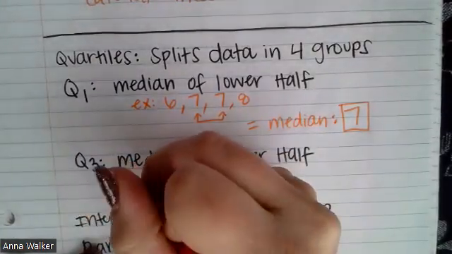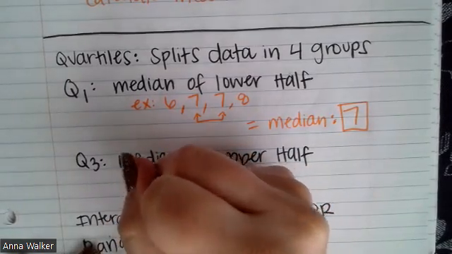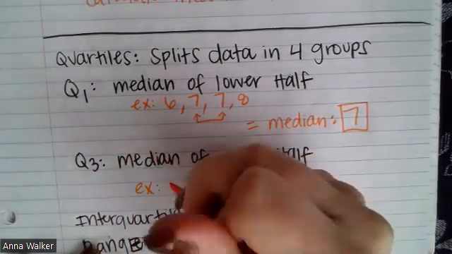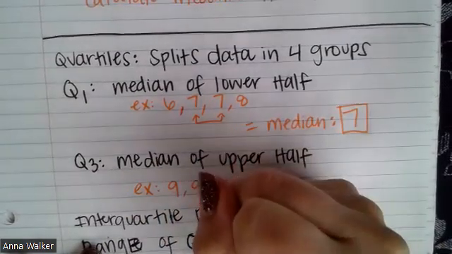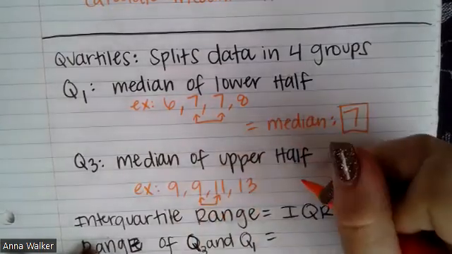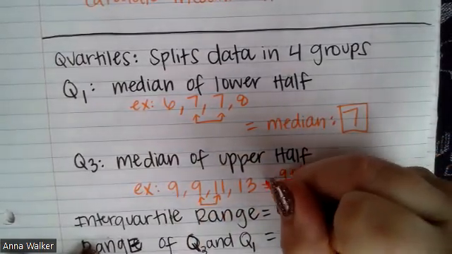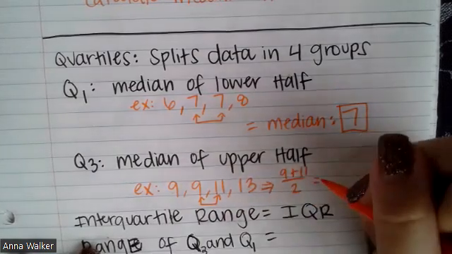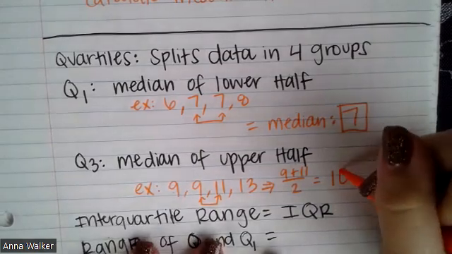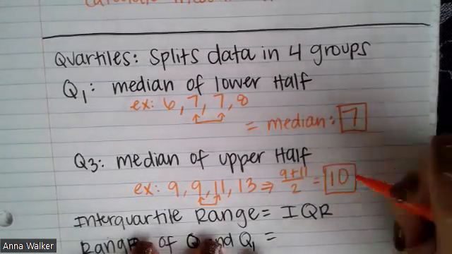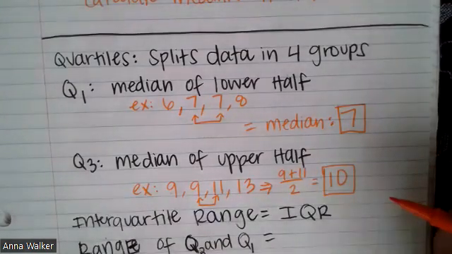The median of the upper half. My upper half from the example is going to be 9, 9, 11, and 13. So the median is going to be the average of 9 plus 11 divided by 2, which is going to be equivalent to 10. 9 plus 11 is 20. 20 divided by 2 is 10. So this is my third quartile.